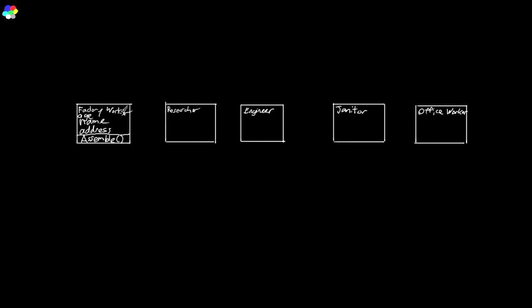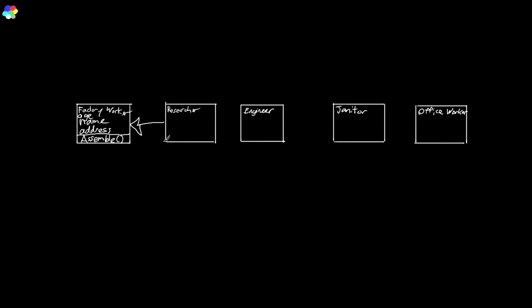So you create the factory worker class. It's got age, name, address. It's got some member functions, maybe like assemble, because he's doing assembly on an assembly line. Now you're going to create your second class, your researcher class, and the researcher is also going to have age, name, address, and you think to yourself, maybe I shouldn't be repeating myself here. Maybe I should use inheritance. I'll make the researcher inherit from the factory worker, and then he'll get all of these members.